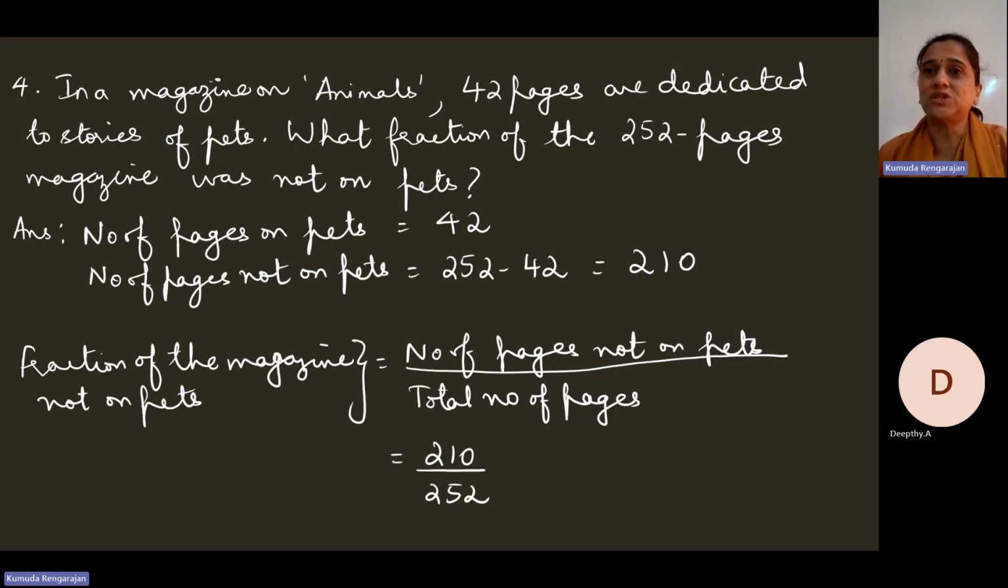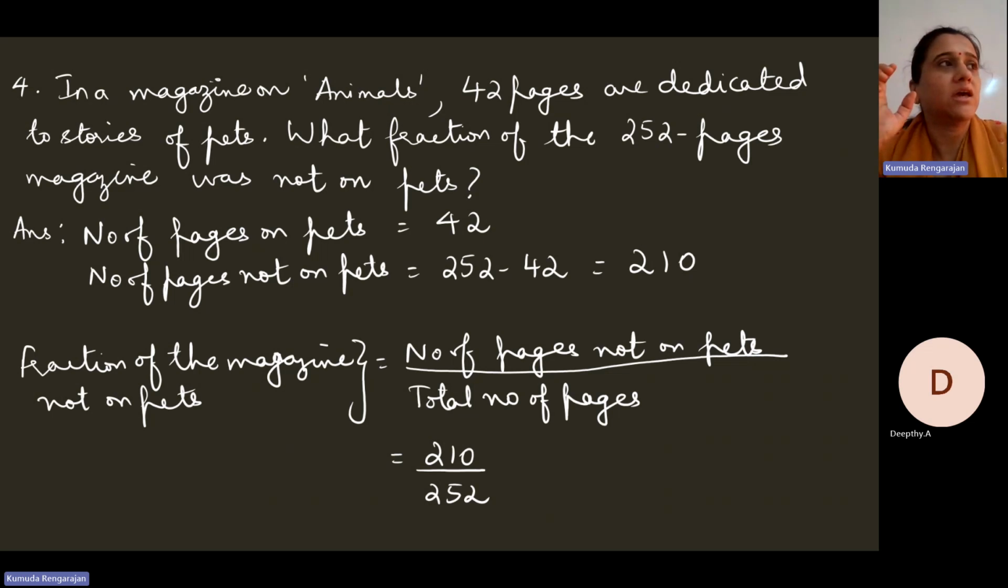So how will you find the fraction? Fraction of pages not on pets will be equal to number of pages not on pets divided by the total number of pages. Always the denominator will be the total. Whenever you're finding a fraction, the denominator will always have the total, the total number of pages in this case.